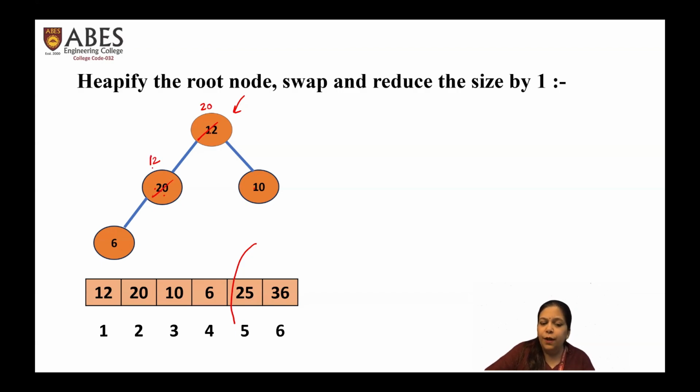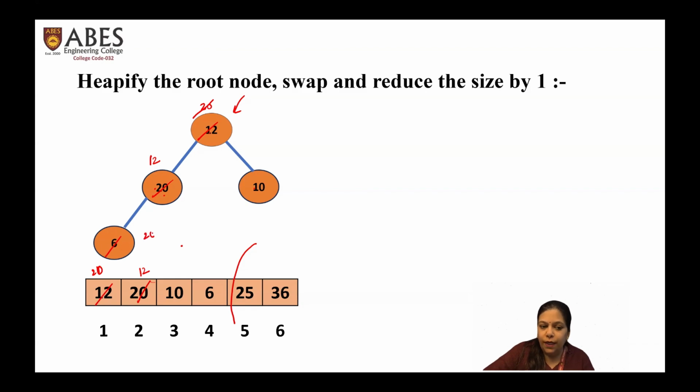Repeatedly, 12 will be compared with its left child and right child, but here the left child is smaller than 12 and the right child does not exist. So there will be no difference. The only difference is 12 and 20 have been swapped. So this will become 20 and this will become 12. So this is how we have again created the max heap. Now the root node will be swapped with the last node.